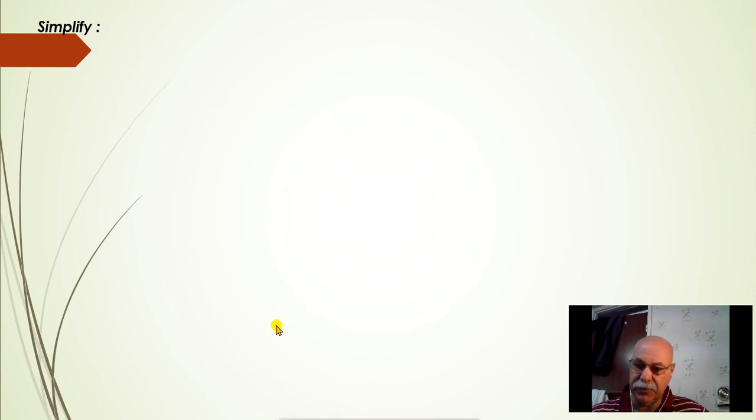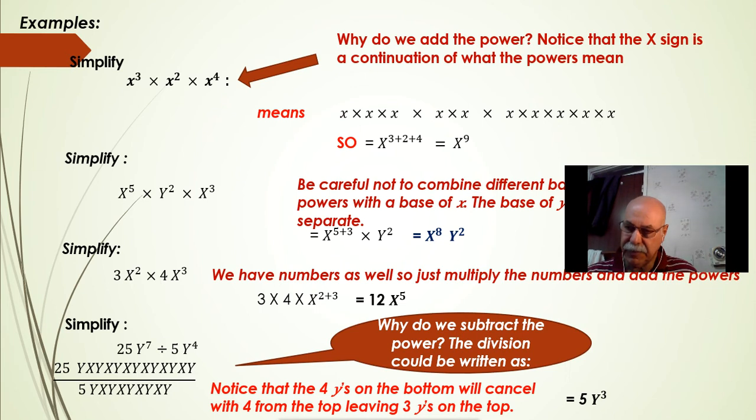Sorry, returning back to the question, it becomes 5 times y cubed because y to the 7 divided by y to the 4 becomes y to the 3, and 25 divided by 5 becomes 5. That's why the last result for this example is 5 times y cubed, or 5y cubed.